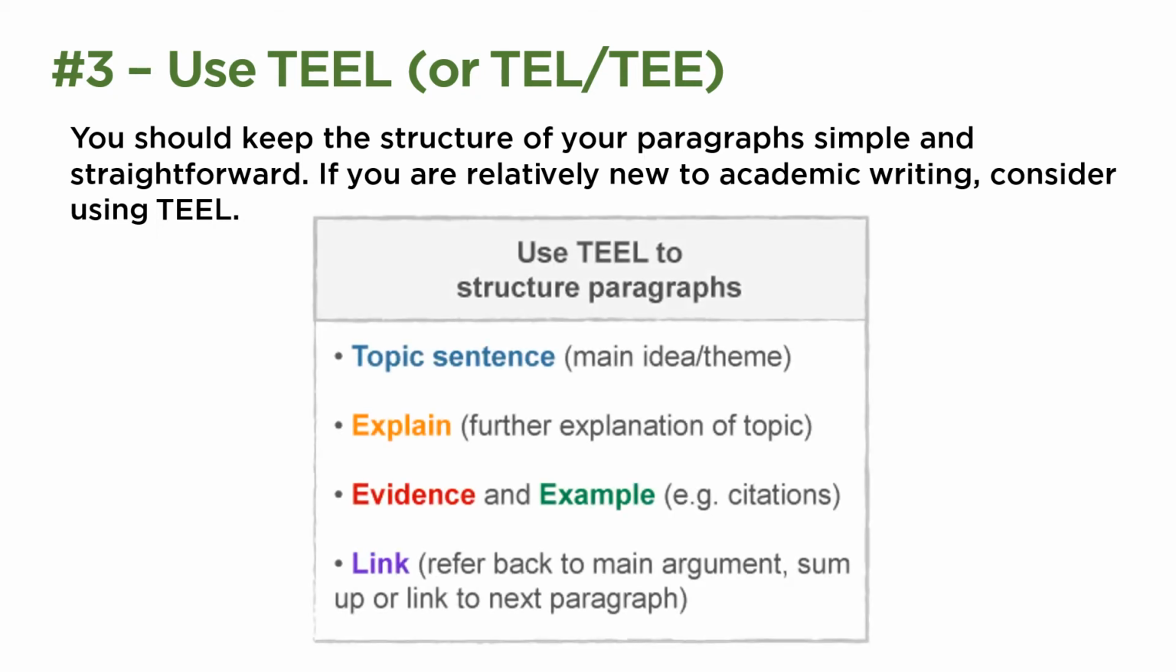You have a topic sentence that has the main idea and theme of the paragraph. Following that, you'll have some kind of explanation of the topic. Then you might use evidence or an example or both, okay? And then you might link it back to the main argument. The main argument might be the main idea of the entire essay or that section of your assignment. I'll give you some examples in the next slide.